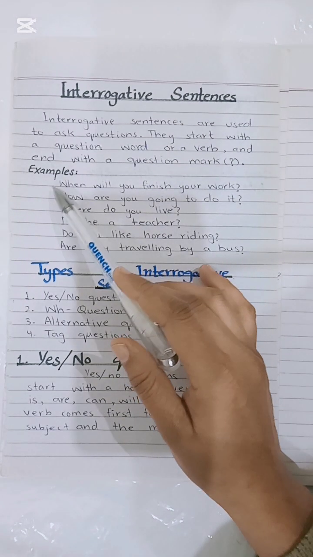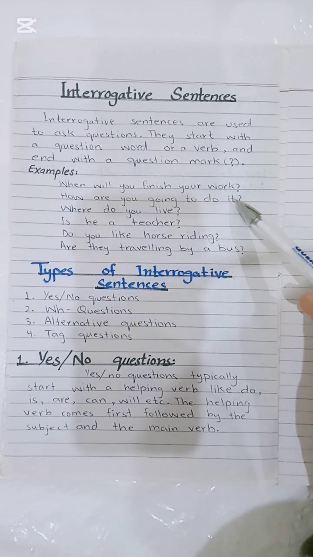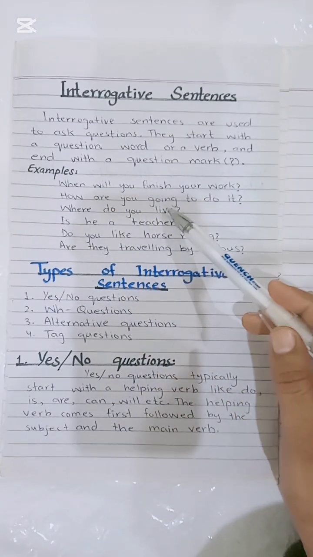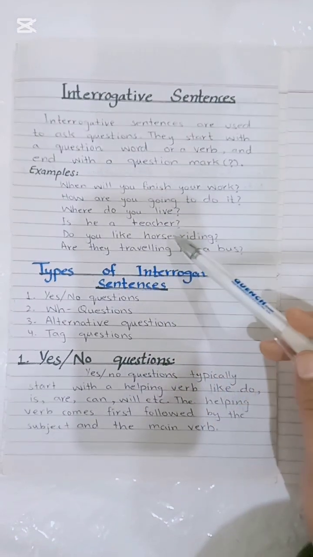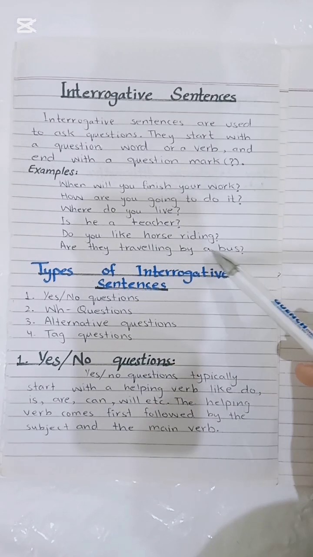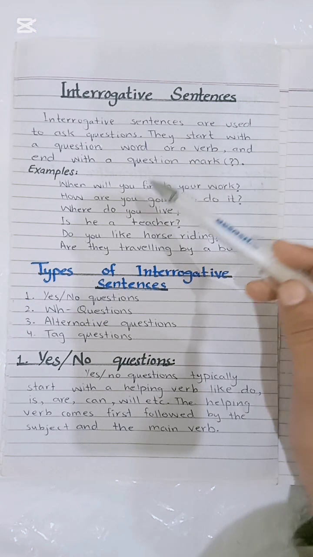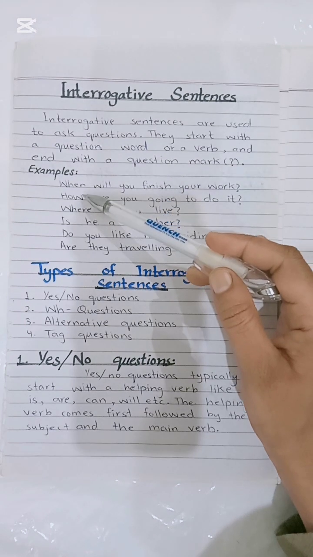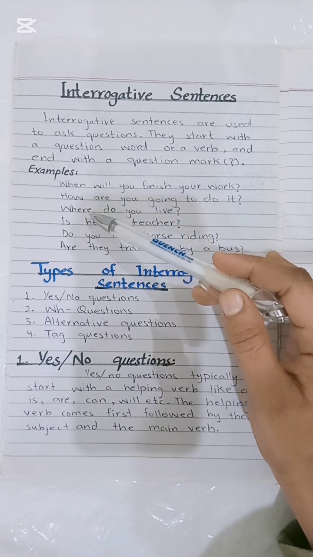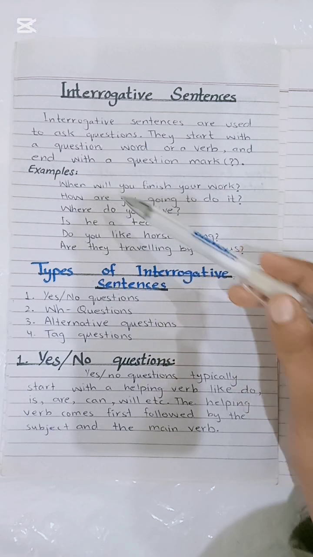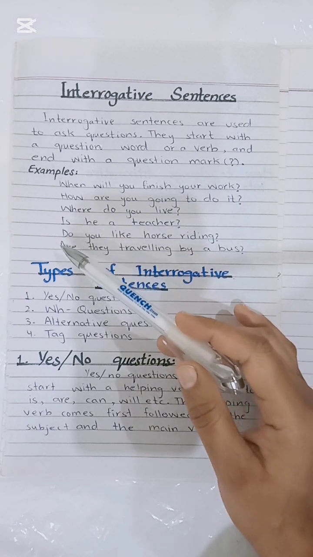Here are some examples of interrogative sentences. Let's see. When will you finish your work? How are you going to do it? Where do you live? Is he a teacher? Do you like horse riding? Are they traveling by a bus? Here you can see the first, second, and third sentences. These sentences start with a question word, a WH word, and here you can notice that the last three sentences start with an auxiliary verb.